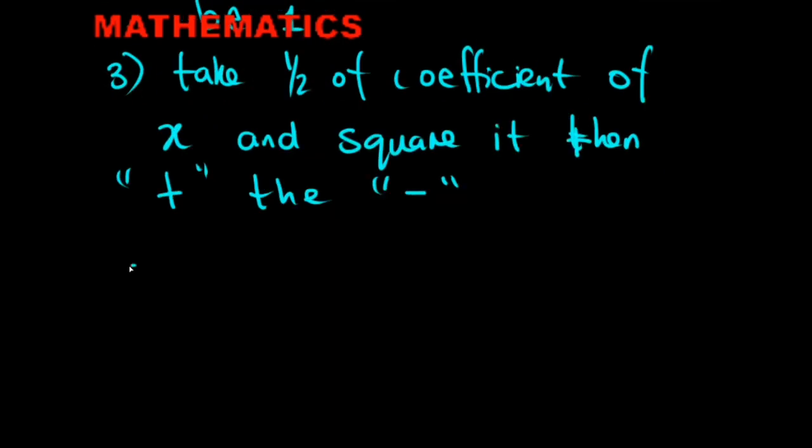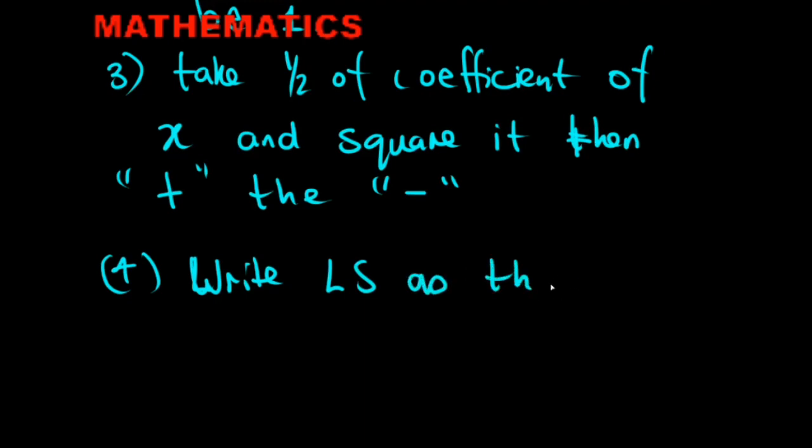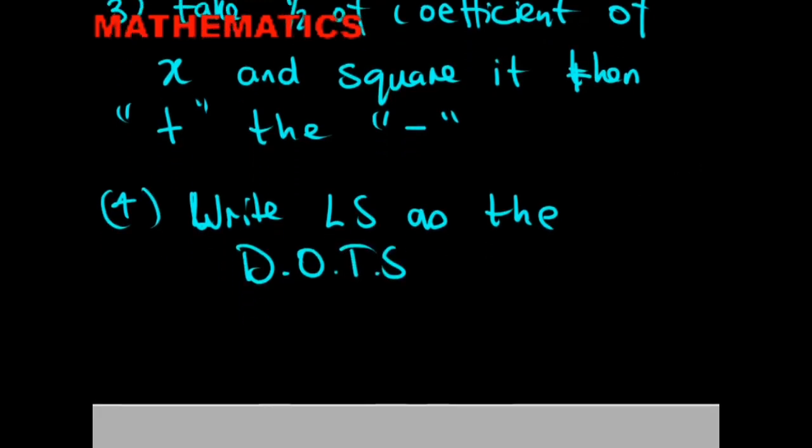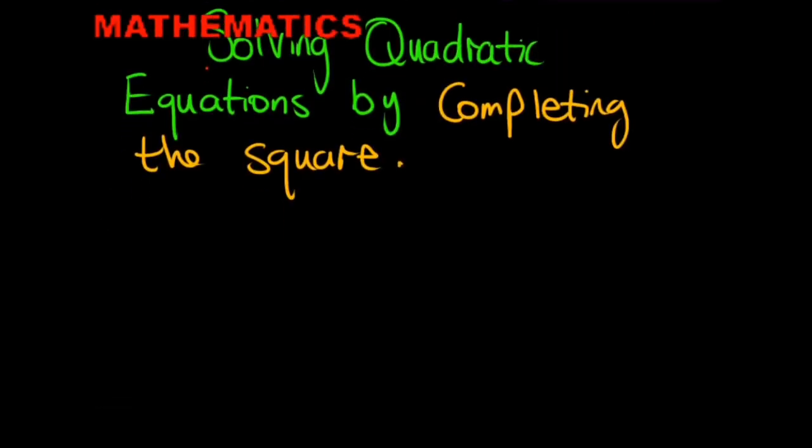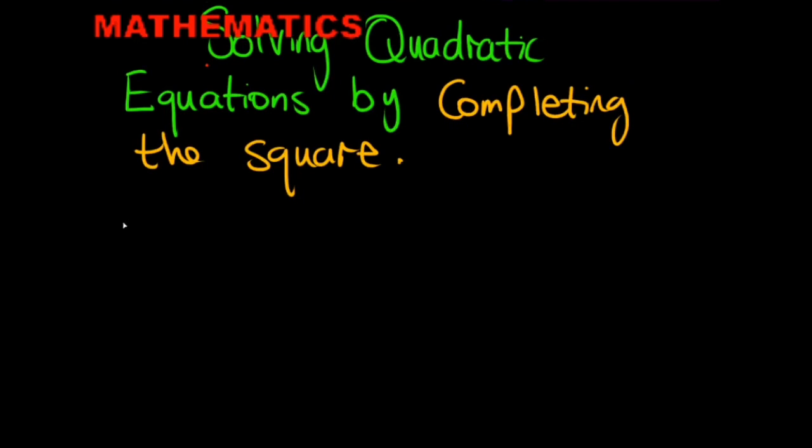Okay, and then finally your last step is to write the left side as a difference of 2 squares. Okay, so that's what you've got to do as well. So let's look at our first example. Let me just open up a new sheet. So in the first example, we're going to apply those steps.